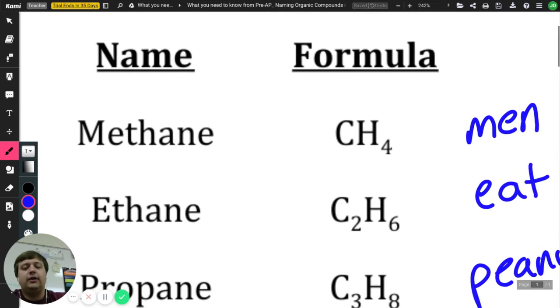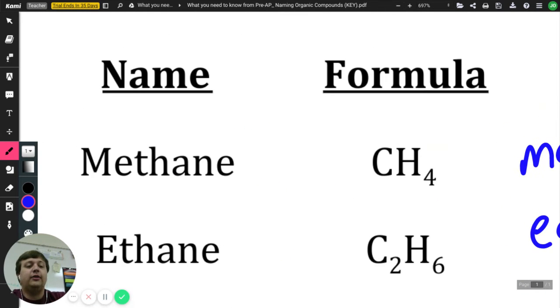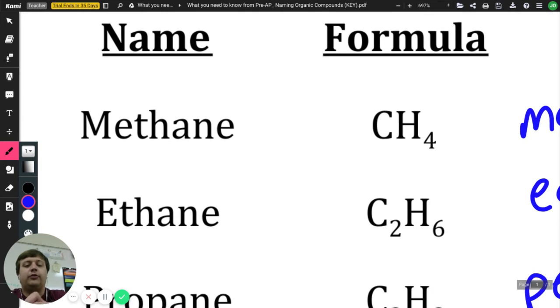Now, if you look at these, so methane is the first one, right? So methane has 1 carbon. So to find the number of hydrogen, it is twice the number of carbon, so 2 times 1, plus 2 more. So 2 times 1 is 2, plus 2 more is 4. So that's where I got that 4 from. So 2N plus 2 for your number of hydrogen, okay?